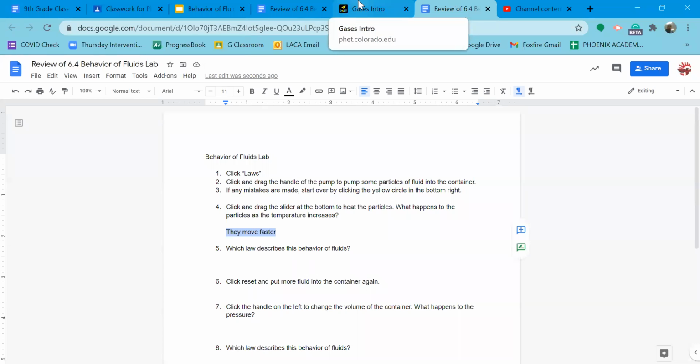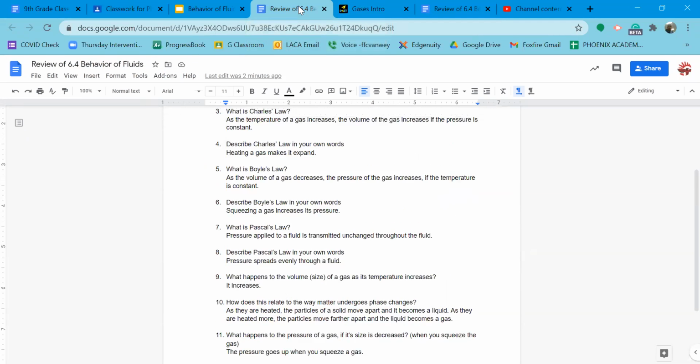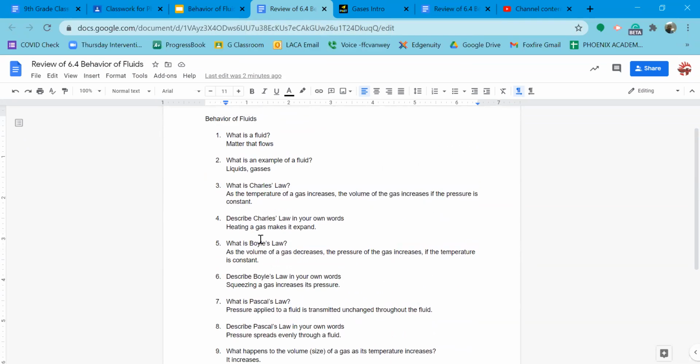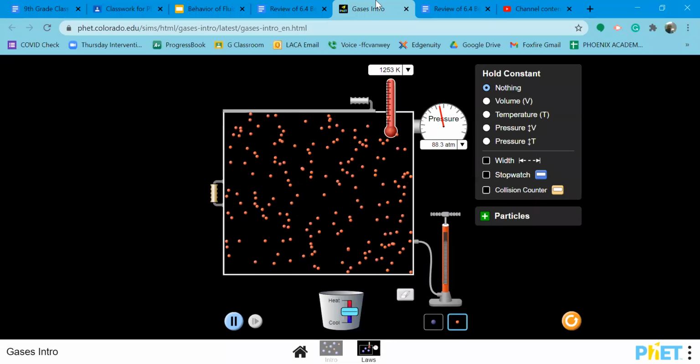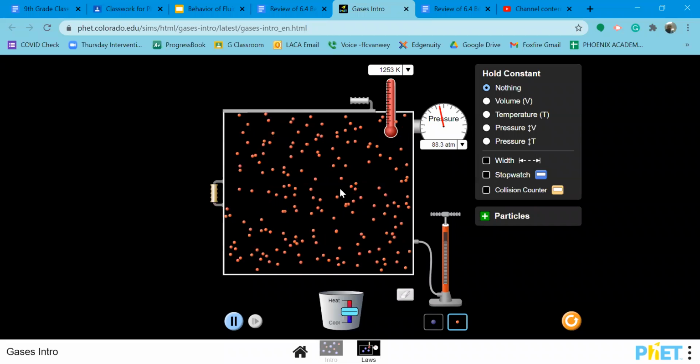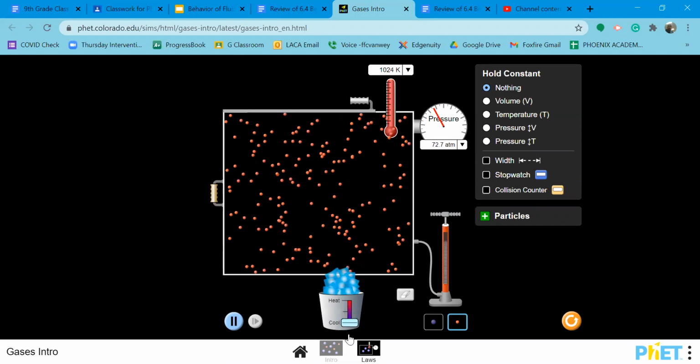Which law does this describe, where heating particles causes them to move faster? Well, we go back here. Heating a gas makes it expand. That's Charles' law. It's basically the same thing that we just read in our definitions, right? Heating them causes them to move faster. Of course, cooling them is going to be slowing them down.